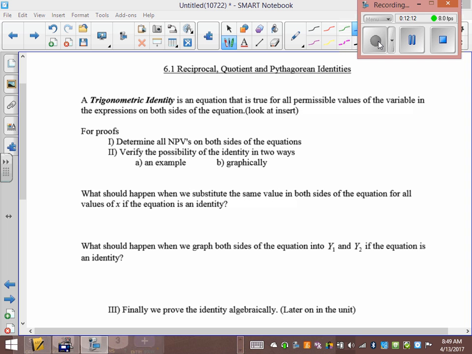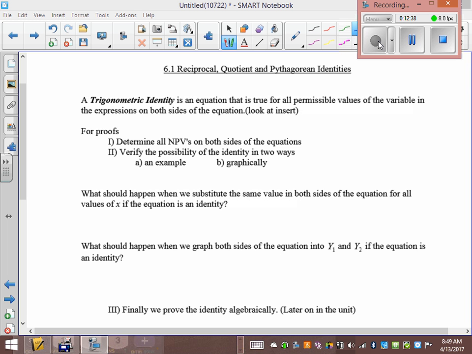Okay. So for proofs, we have to determine all NPVs on both sides of the equation and verify the possibility of the identity in two ways, an example or graphing. What should happen when you substitute the same value in both sides of an equation for values of x in the equation as an identity? What should happen if, when you have a trig identity equals a trig identity, and you substitute the same value of x into both sides? What should happen?